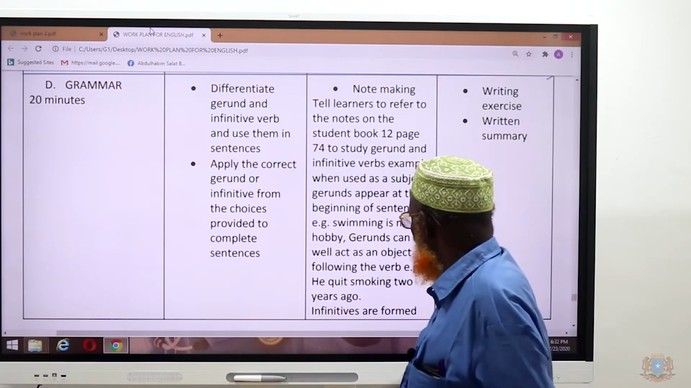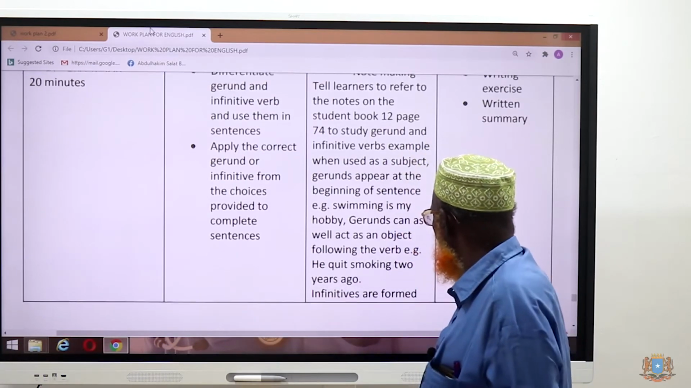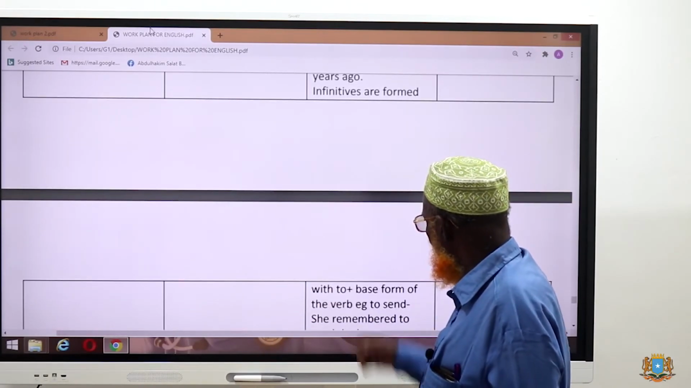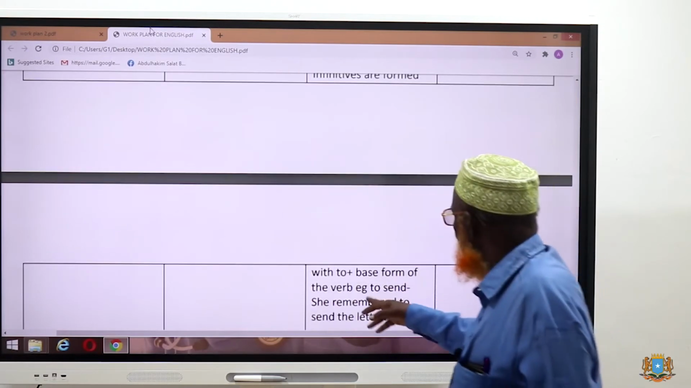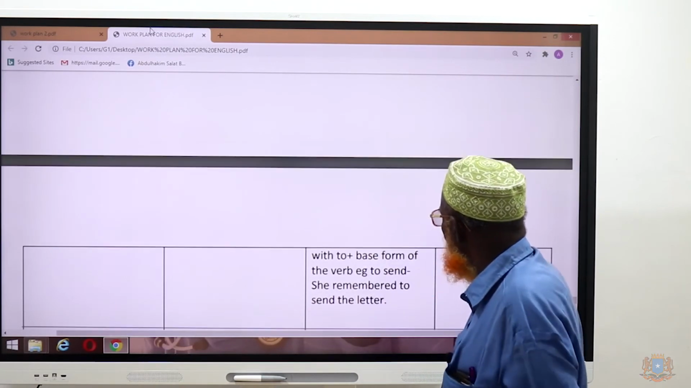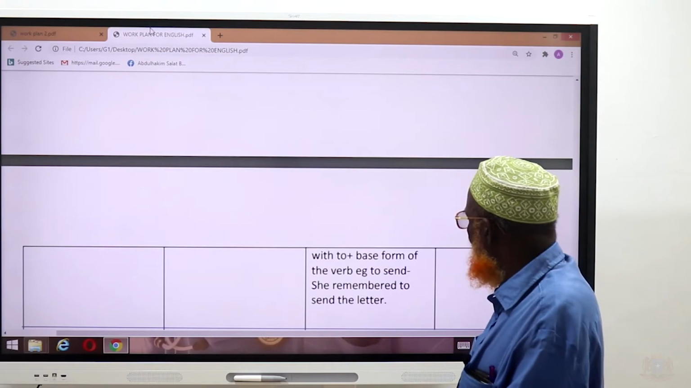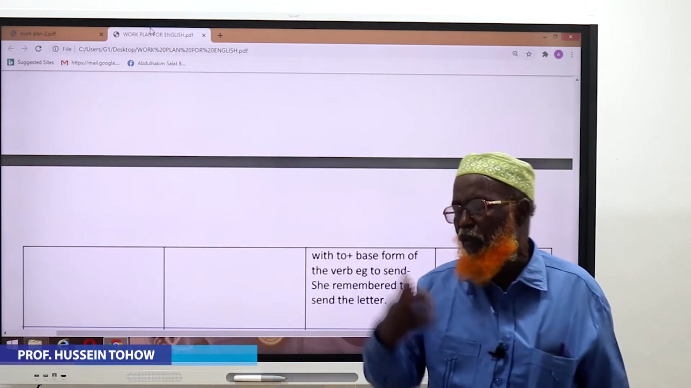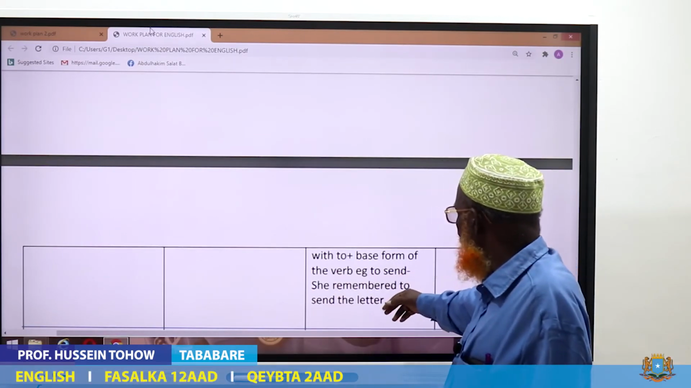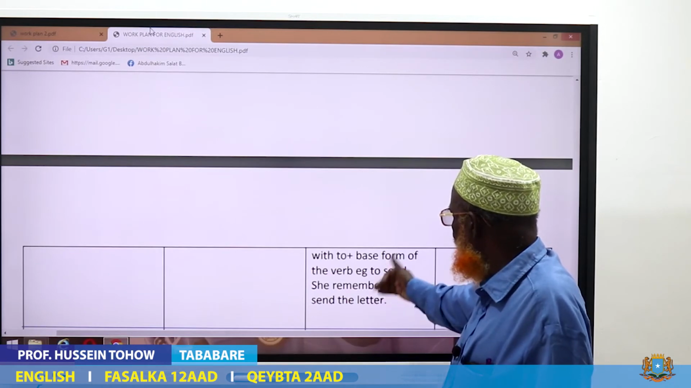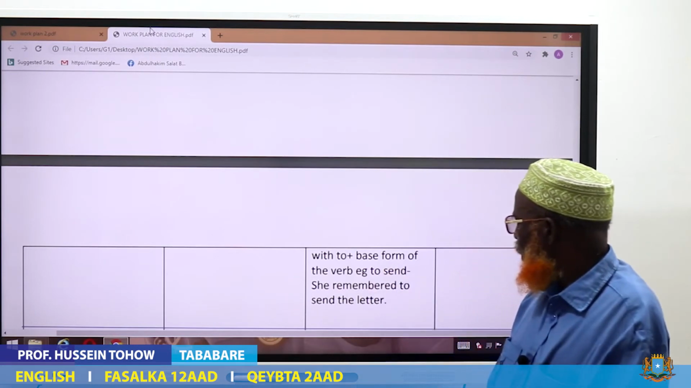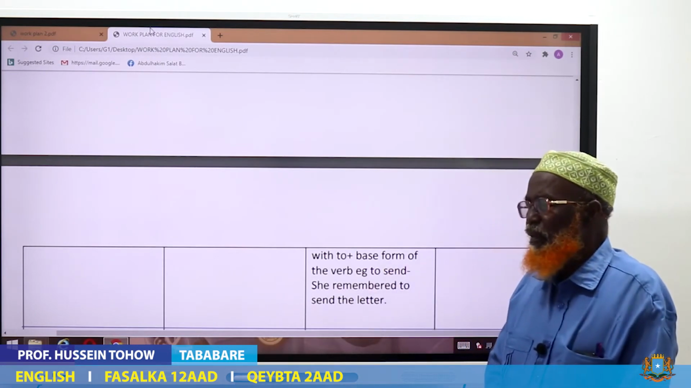Okay. Now, when we look at infinitive verbs, they are formed with to plus the base form of the verb. For example, what do we mean? To comes in front of the base verb. For example, to send, to remember. They always come in front of one verb, and also they may go at the end of another verb. So now this is called infinitive verbs.